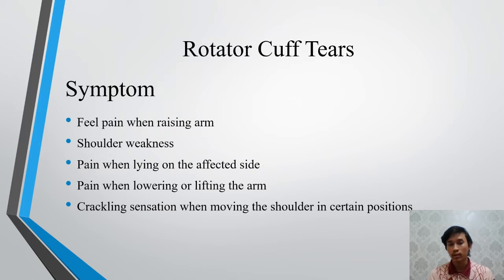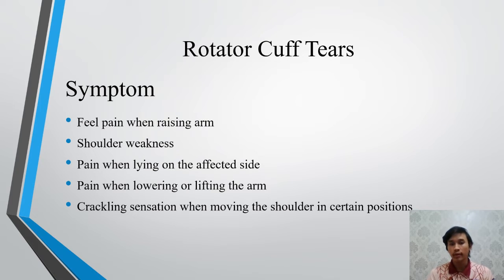Then we go to the rotator cuff tear injury. The symptom is pain when raising the arm. When you try to raise your arm, you will feel pain in the arm or the shoulder. Another symptom is shoulder weakness. Usually the strength of your shoulder will decrease.